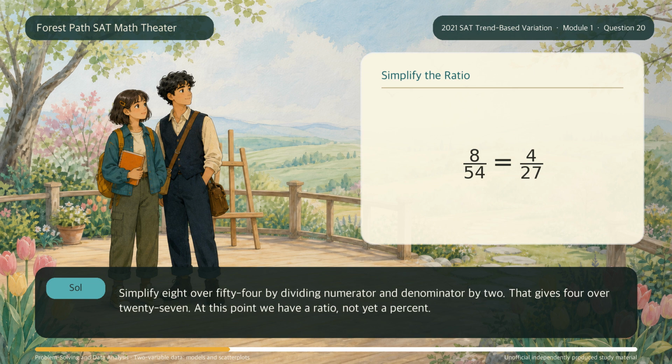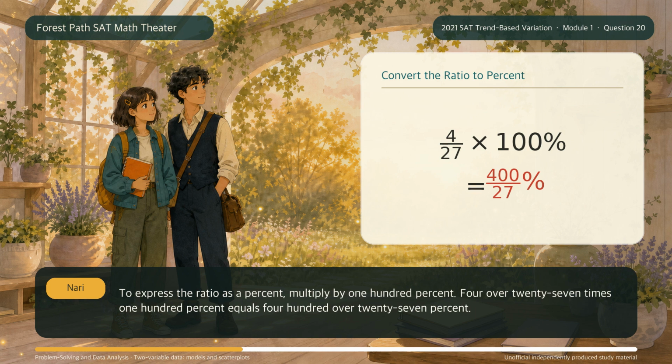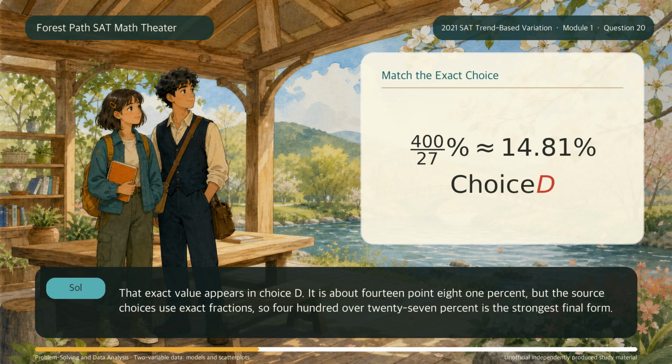At this point, we have a ratio, not yet a percent. To express the ratio as a percent, multiply by 100%. 4 over 27 times 100% equals 400 over 27%. That exact value appears in choice D. It is about 14.81%, but the source choices use exact fractions, so 400 over 27% is the strongest final form.